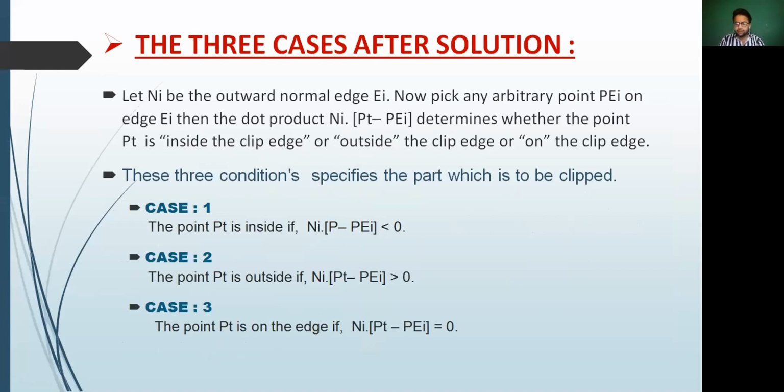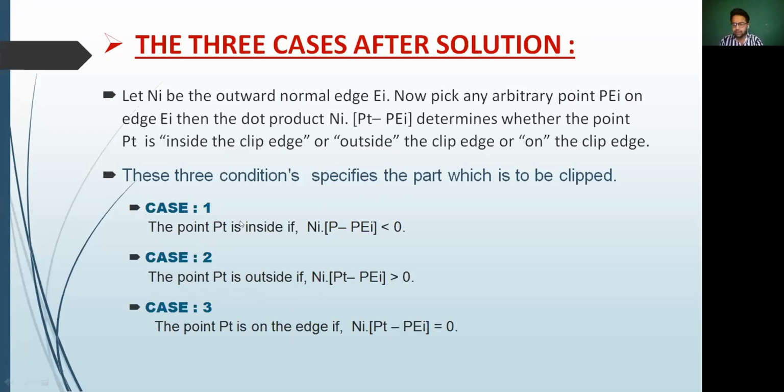In case number 1, when theta is greater than 90 degrees, the dot product of the normal with the parametric line equation is always less than 0, which implies that the point Pt is always inside the rectangle. In case number 2, when theta is less than 90 degrees, the dot product of the parametric equation with the normal is always greater than 0, which implies that the point always lies outside the boundary.